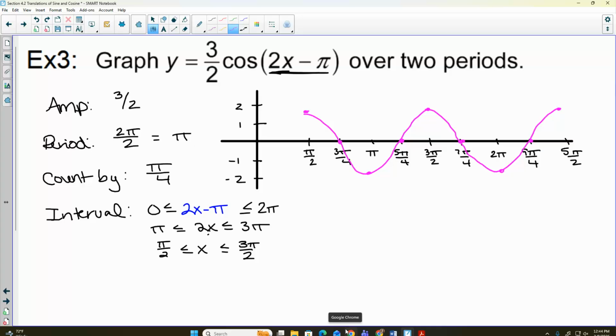How are we doing on this? Can I show you the final type of transformation? So we've done flipping, we've done stretching and shrinking vertically and horizontally, we've done left and right. What's left? Up and down. Okay.